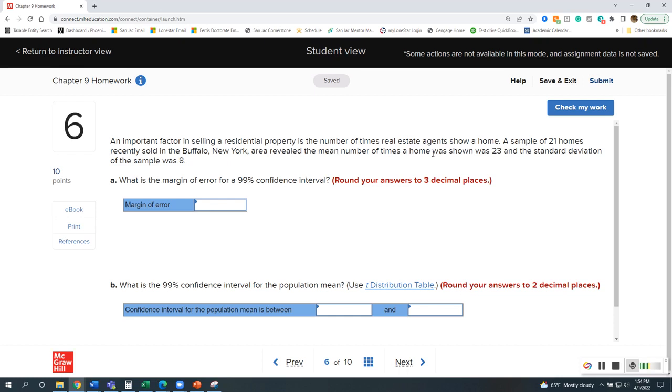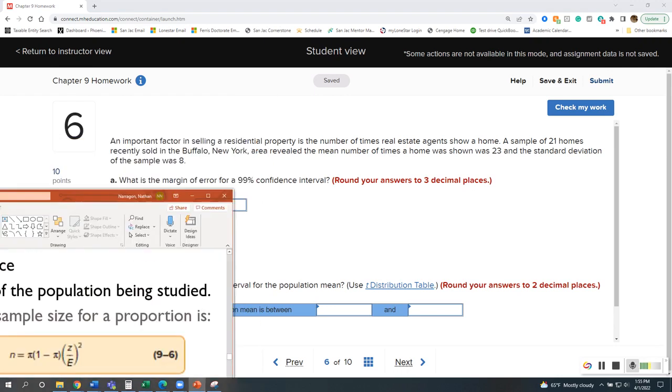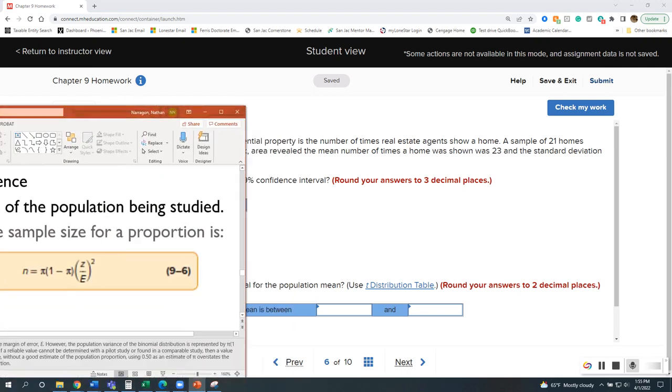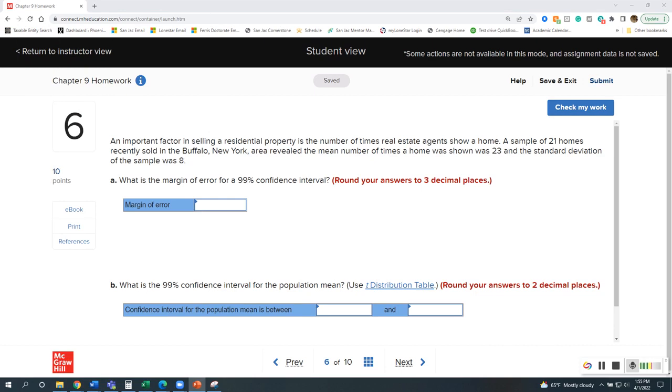That seems a little weird. The number of times a home was shown was 23 and the standard deviation of the sample was 8. So again, we have an unknown. We need to figure out our T value. Okay, so going back, let's figure out the T value.